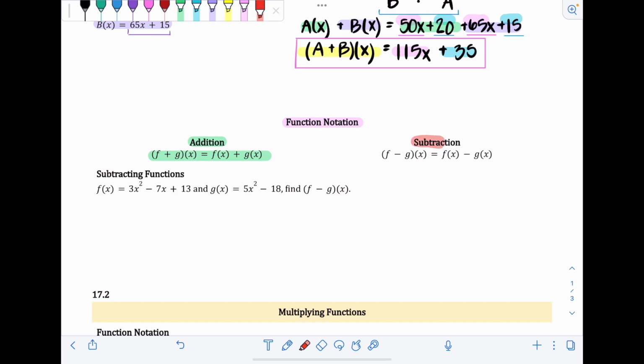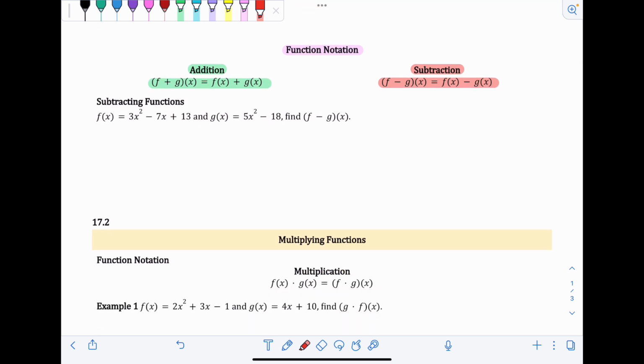And then for subtraction, if we have f minus g of x, that just means f of x minus g of x. For subtraction, you will have to be more careful with order. If they switch the order on you, like if you were finding g of x minus f of x, you would need to be careful about which function you write first in your problem.